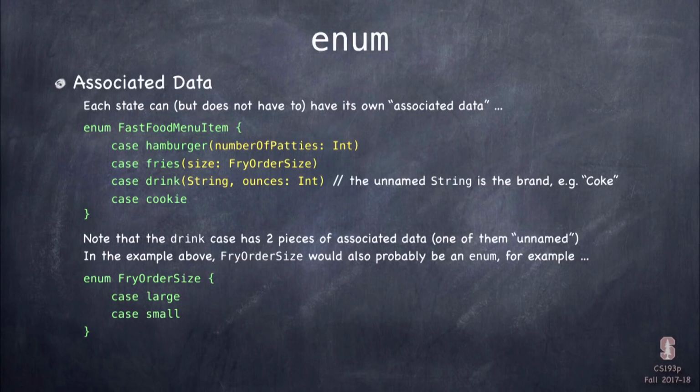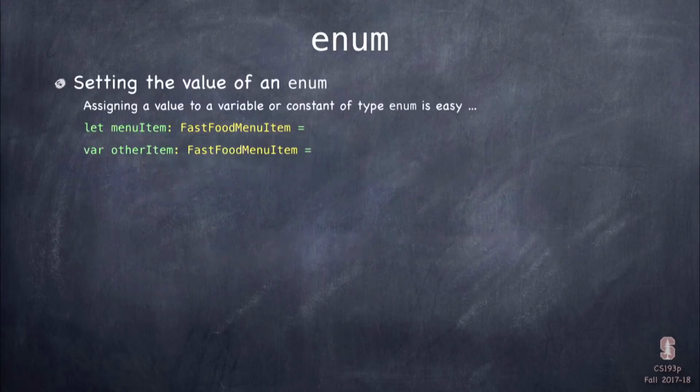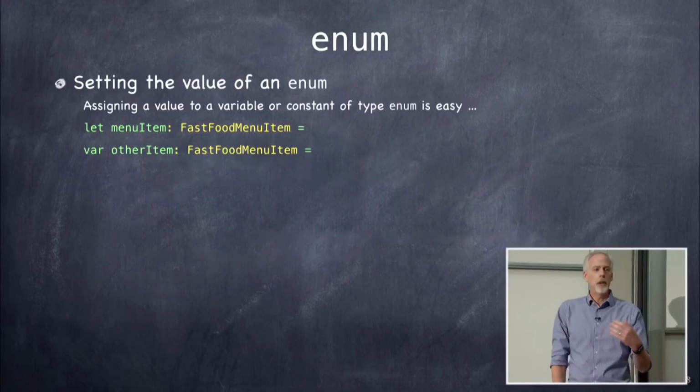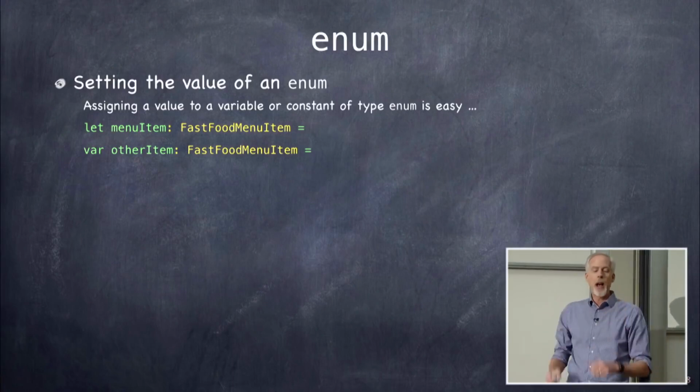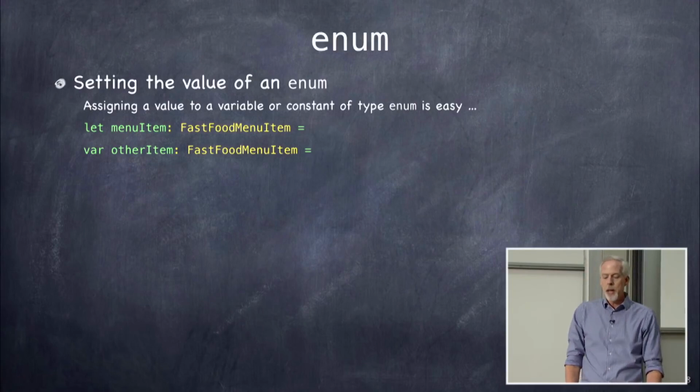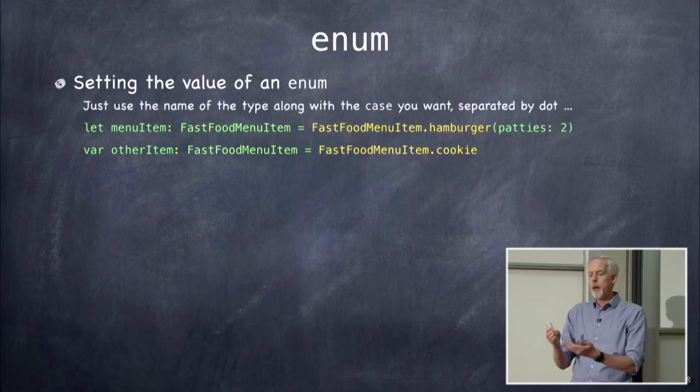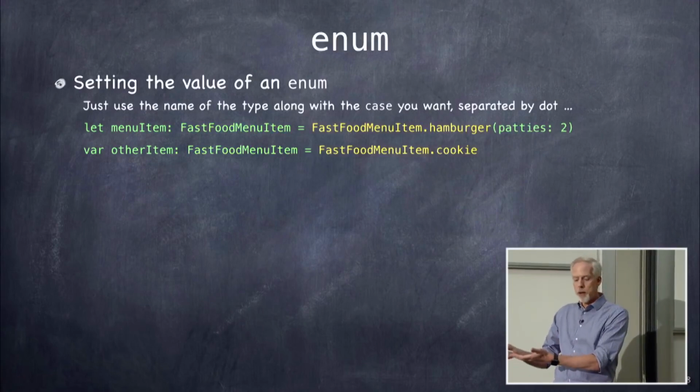So anyway, this is what it looks like to declare an enum with associated data. Now, how do you assign an enum? So here are 2 variables, one called menu item, one called other item. They are of type fast food menu item. That's their type. And so I set them just by saying fast food menu item dot the case I want.